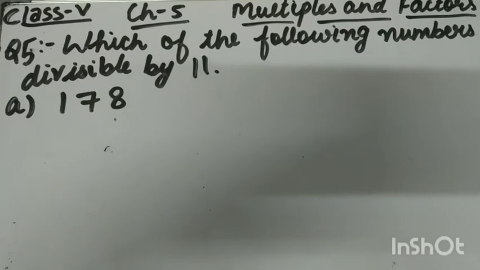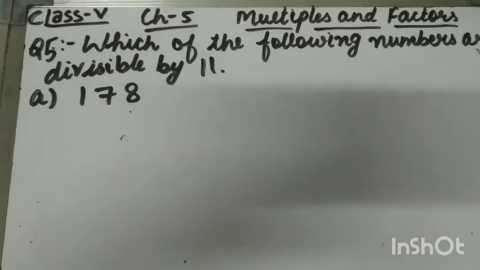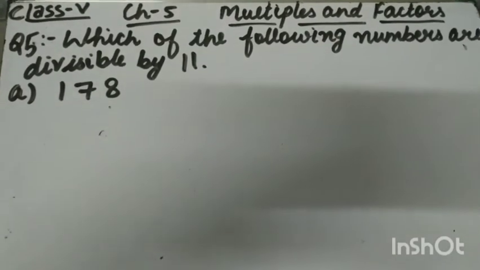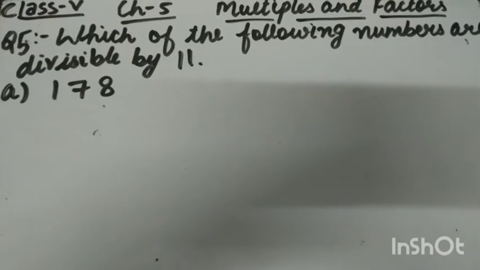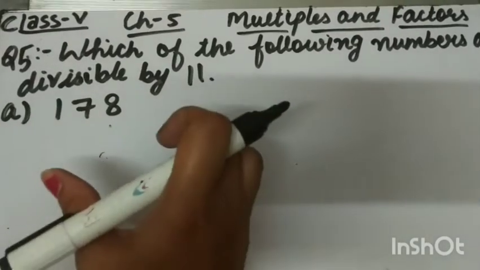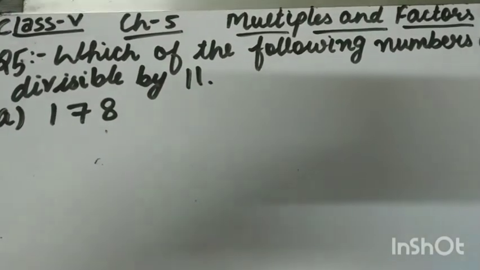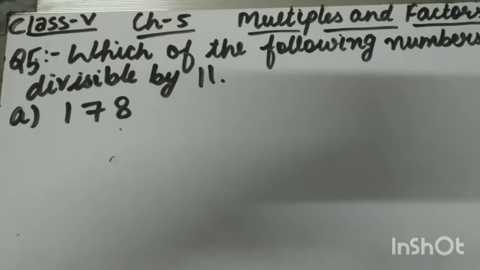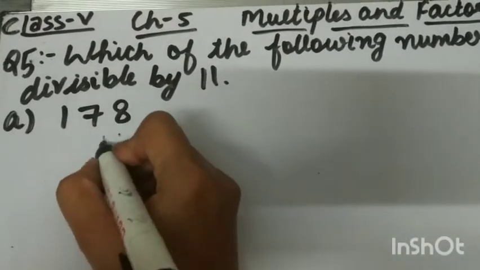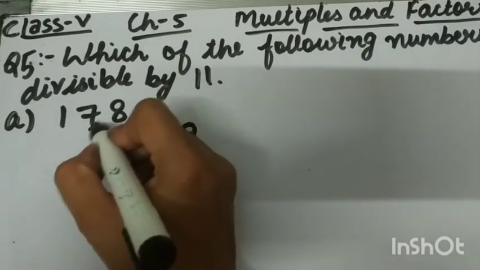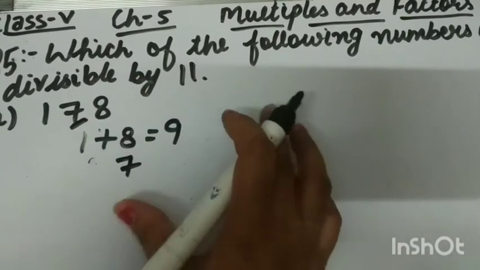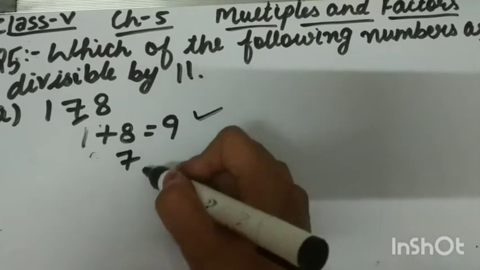Let's start question number 5 of exercise 5C. The question is, which of the following numbers are divisible by 11? First is 178. First of all, we will find the sum of digits at odd and even places separately. So the odd places give 1 plus 8, which is 9, and the even place is 7, so it is 7. Now we find the difference of these two numbers.